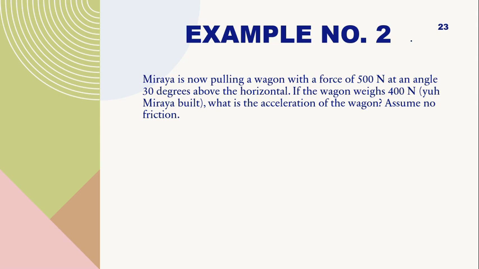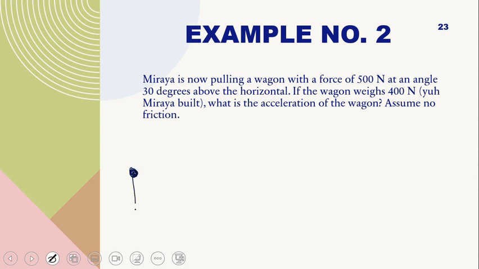Mariah is now pulling a wagon with a force of 500 newtons at an angle of 30 degrees above the horizontal. If the wagon weighs 400 newtons, what is the acceleration of the wagon? Assume no friction. Okay, let's start by just drawing our free body diagram.